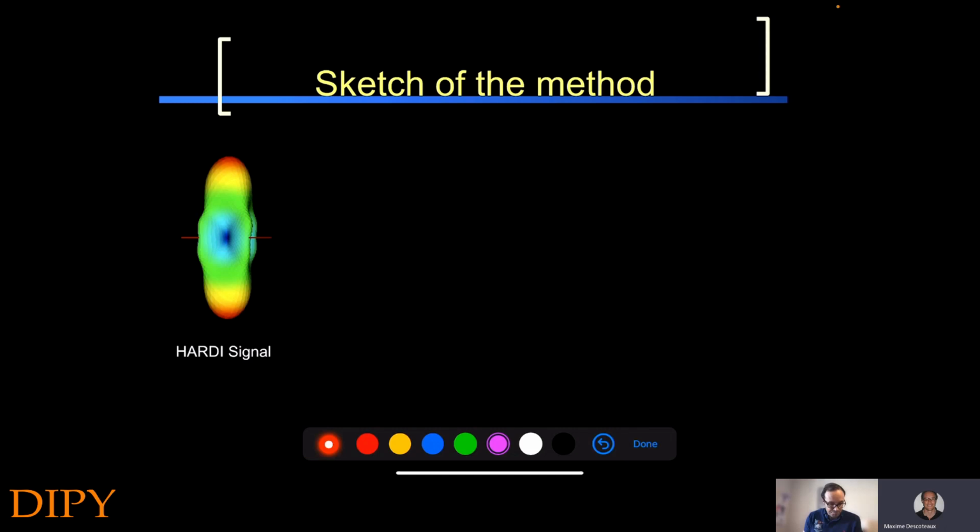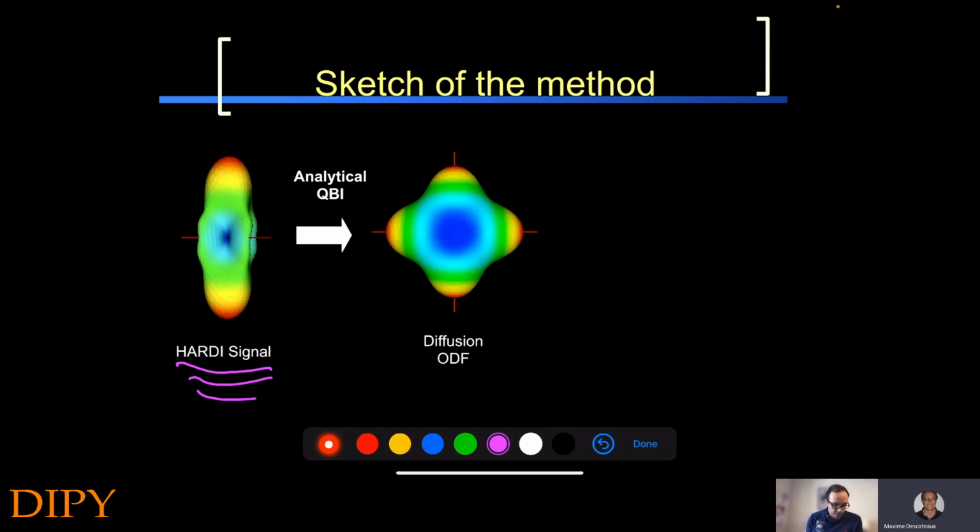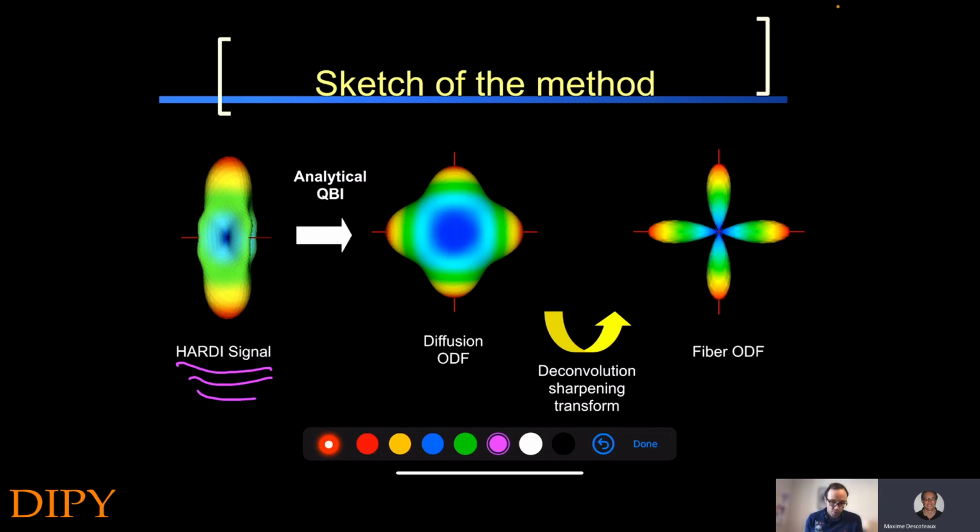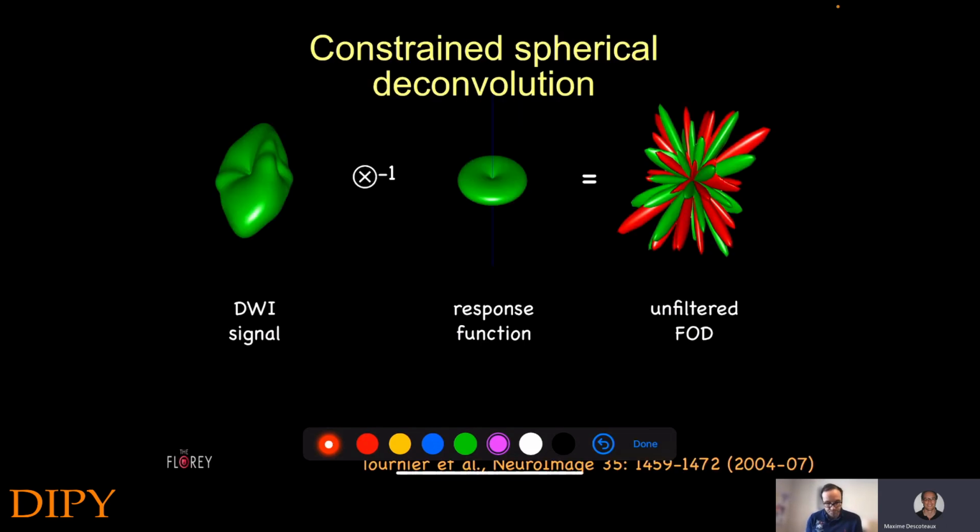So in the world of the signal, if you remember my diffusion signal in my demo, we can project it via the Funk-Radon transform on the diffusion ODF and then deconvolve to get a sharper fiber ODF. Or, as the original paper did, see this in the world of the diffusion signal.